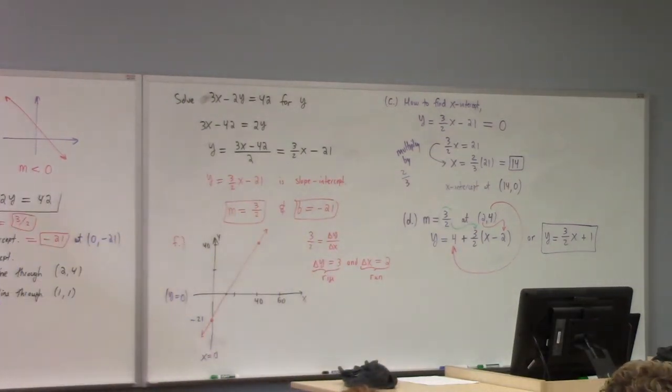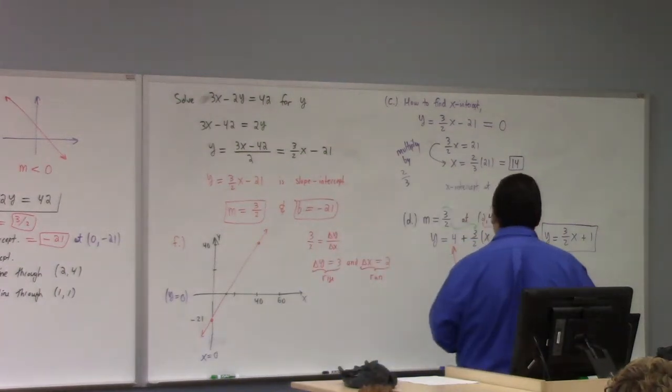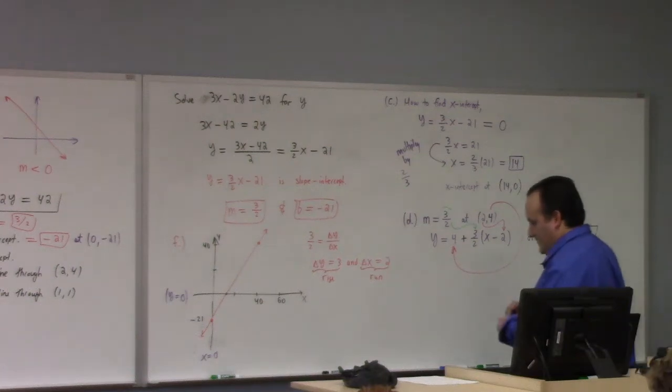I'm personally at peace with point-slope form for an answer. Solve it using the slope-intercept form. So I would have taken the 4 and said 4 equals 3 over 2 times 2 plus b, and then solve for b. Oh, so you want to make work. I mean, you can.